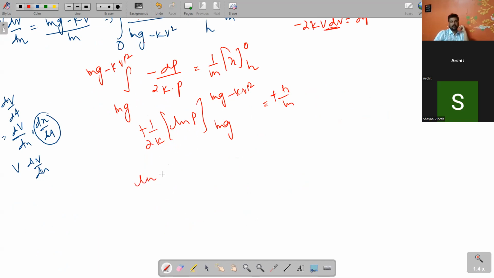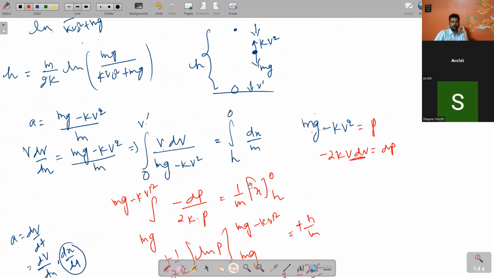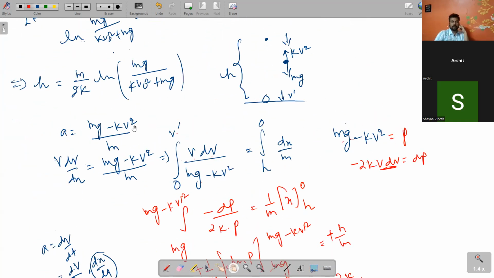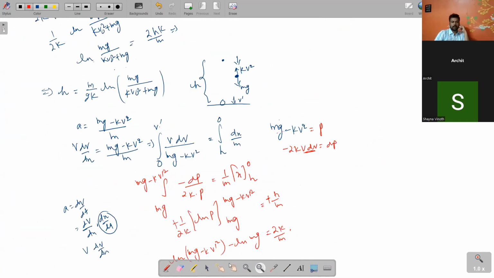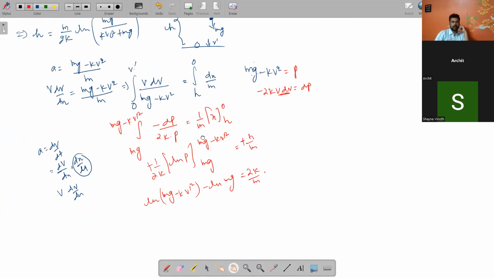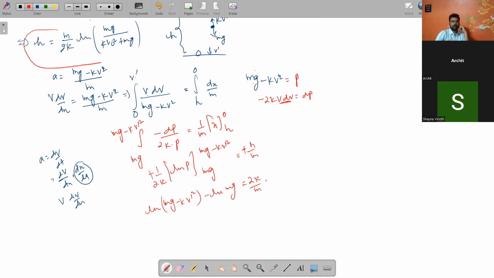Put here, this is ln mg minus k v dash square, minus ln mg. This 2k will go to that side, 2k upon m, and h we already found here. Just replace this thing here, m by 2k. From here you can replace m by 2k into ln mg upon k v naught square plus mg.